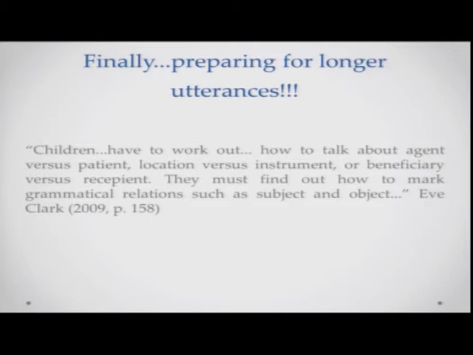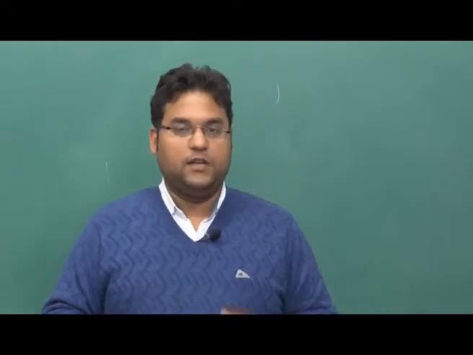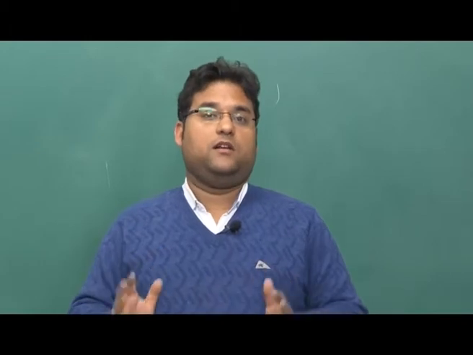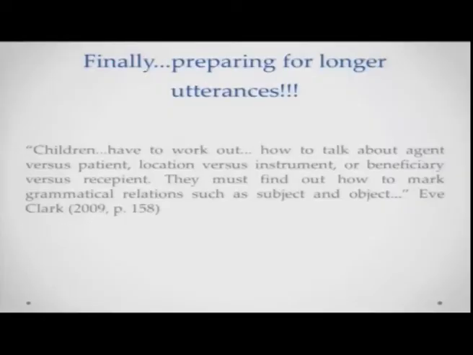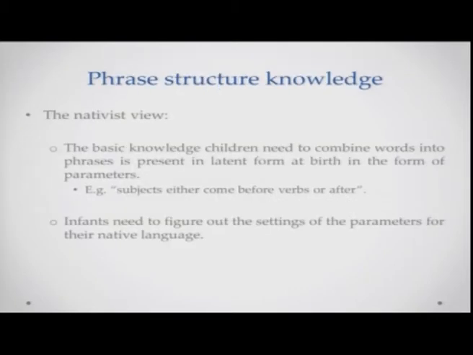I'll just give you a bit of a quote from Eve Clark, and this quote will probably help you appreciate how fascinating or how complicated this is. If the child has to speak like adults, they will have to work out how to talk about agent versus patient, location versus instrument, beneficiary versus recipient, and they might also have to talk about marking grammatical relations: subject, object, plural, singular, those kinds of things. And in that sense, it is very difficult. We are talking about them acquiring these rules.